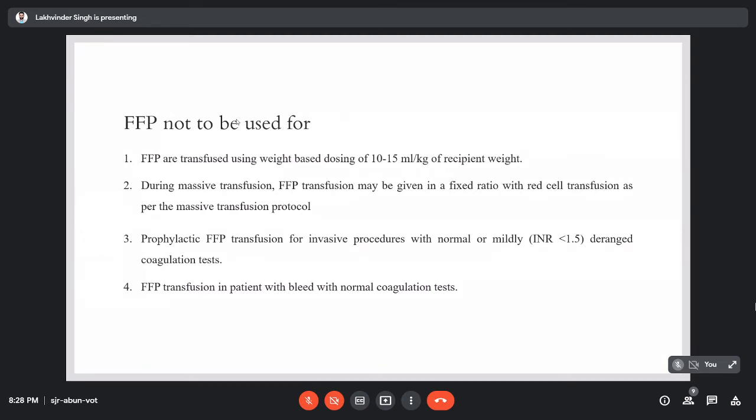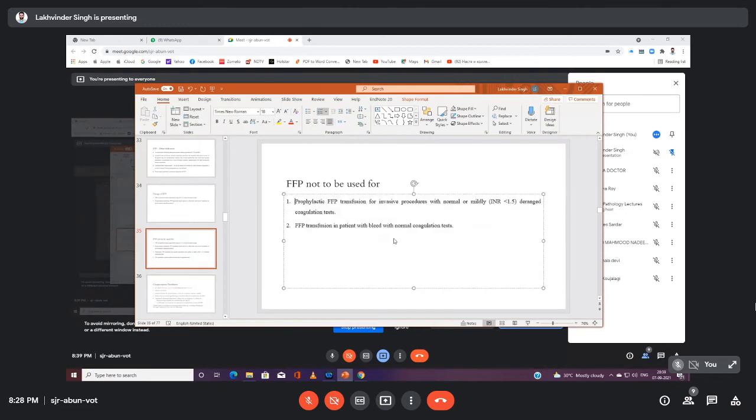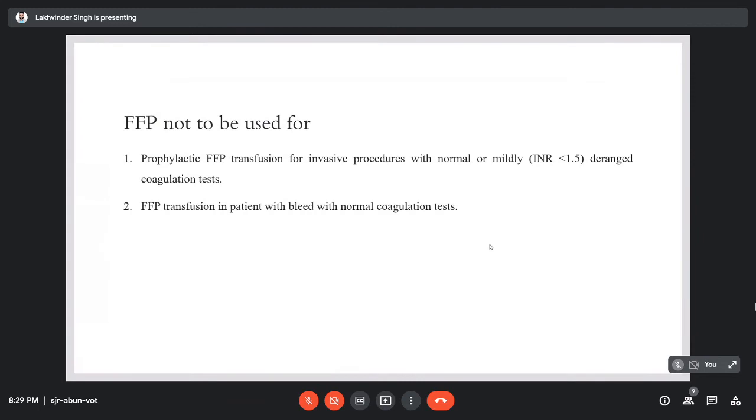First is that it should not be used for treating hypoproteinemias. Sometimes what happens is, to treat hypoproteinemia, if the patient cannot afford albumin, then FFPs are given. That should not be done.